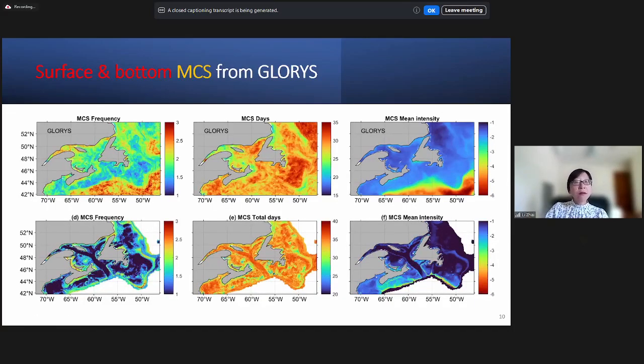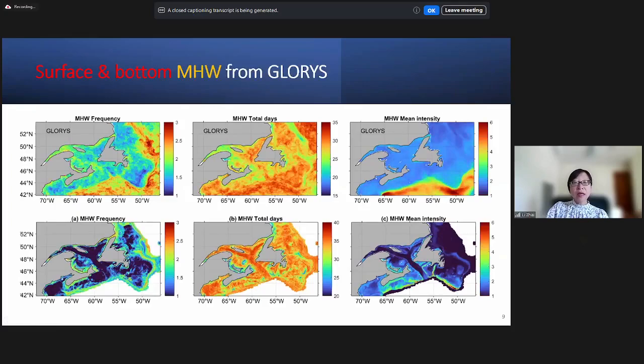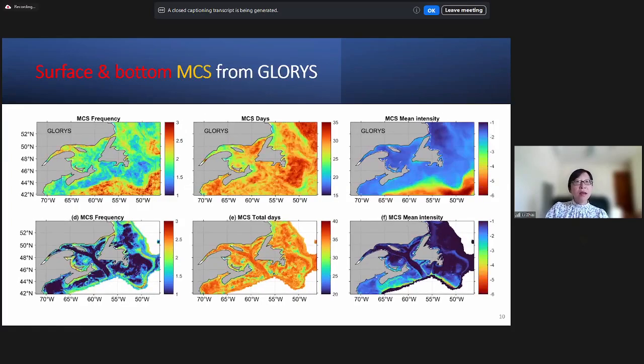So here the figures show you the spatial distributions of marine cold spells. If I flip the figure back, heat waves and cold spells, you can see the spatial distributions are very similar. So this indicates that the frequency distribution of temperature anomalies is close to a normal distribution.